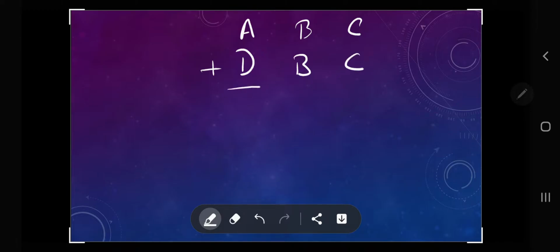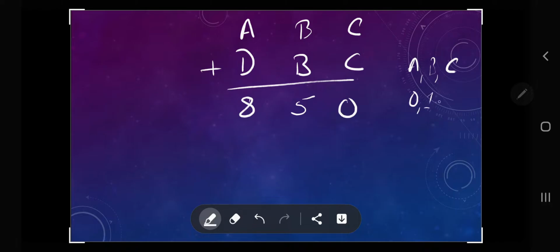We are told that ABC plus DBC gives us 850, where A, B, C are numbers from 0, 1 all the way to 9. We are asked what's the value of A plus B plus C plus D.